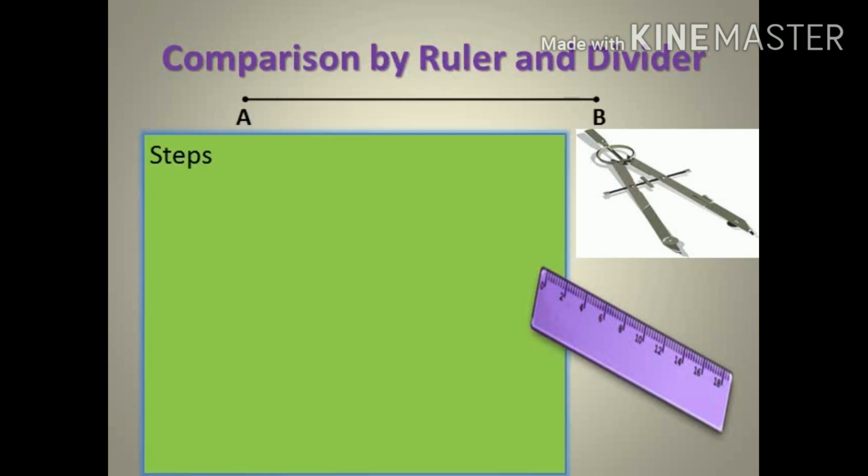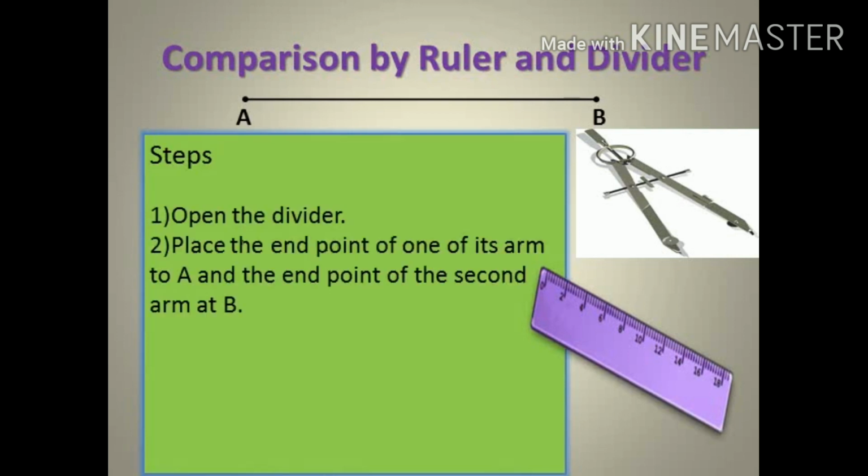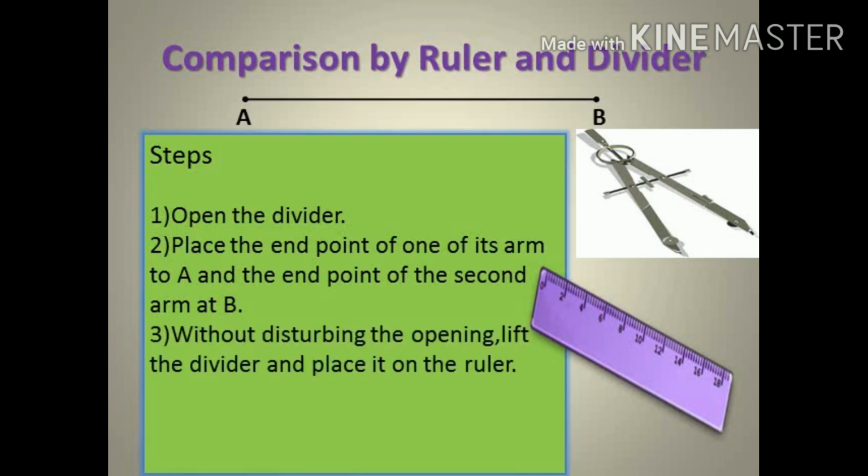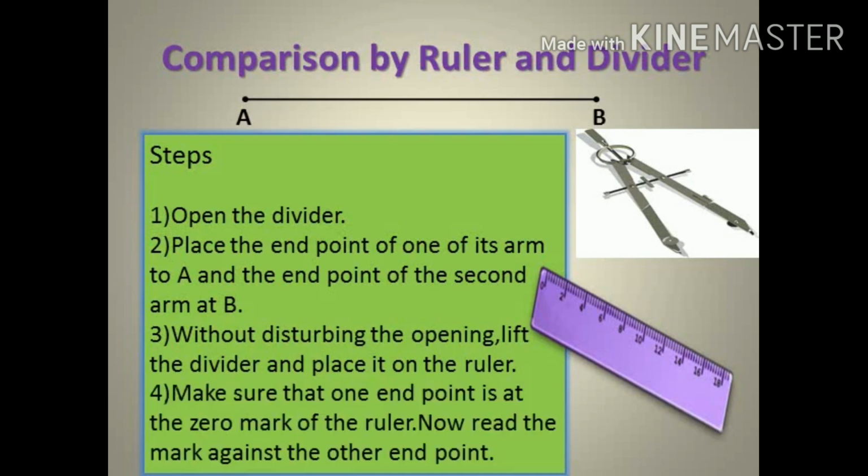There are a few steps which we need to follow. First, open the divider. Second, place the end point of one of its arms at A and the end point of the second arm at B. Third, without disturbing the opening, lift the divider and place it on the ruler. Fourth, make sure that one endpoint is at the 0 mark of the ruler. Now read the mark against the other endpoint.